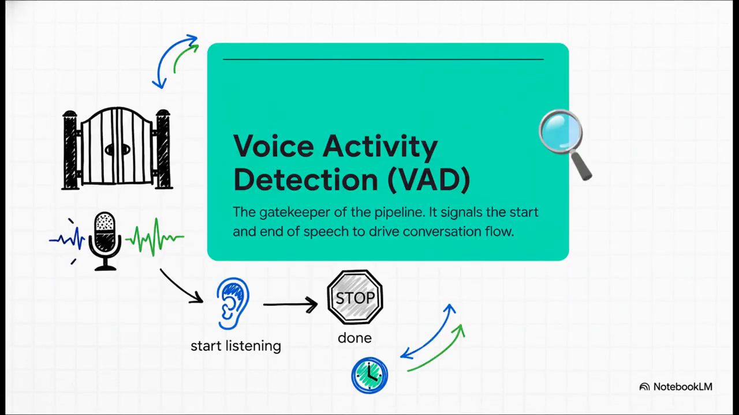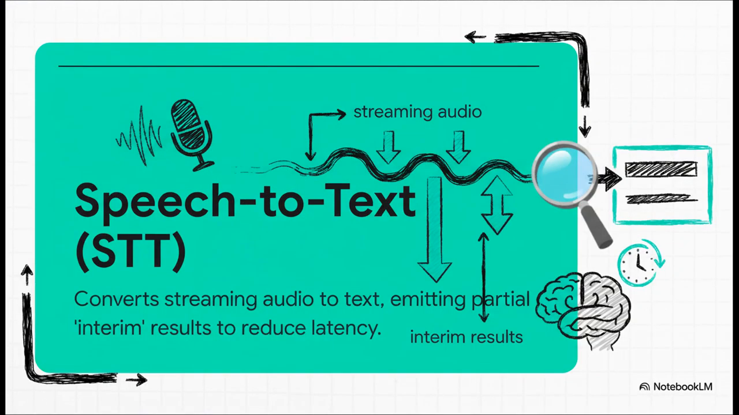Let's start with voice activity detection, or VAD. This is so critical. It's basically the gatekeeper for the whole pipeline. It's listening and telling the system, hey, pay attention, someone's talking. And, just as important, okay, they're done now. If you get this wrong, you're either wasting tons of energy transcribing silence, or, way worse, you cut the person off.